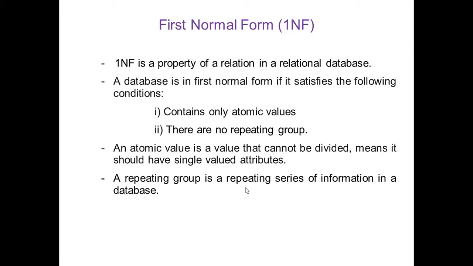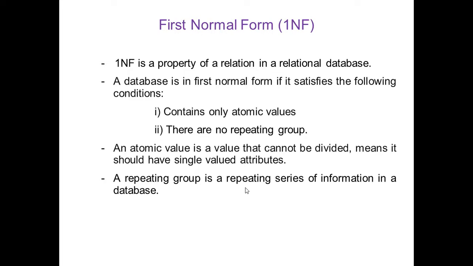Now we will see what is first normal form. This is the property of a relation or table in a relational database. A database is in first normal form means we can say that any database can be in first normal form if it is going to satisfy the following conditions. And those are the two conditions. First one is if it contains only atomic values.